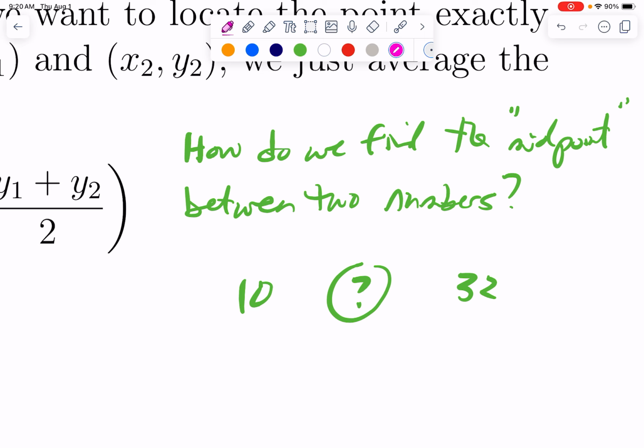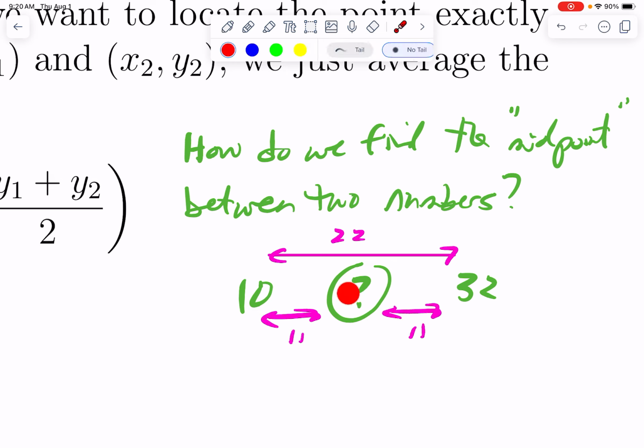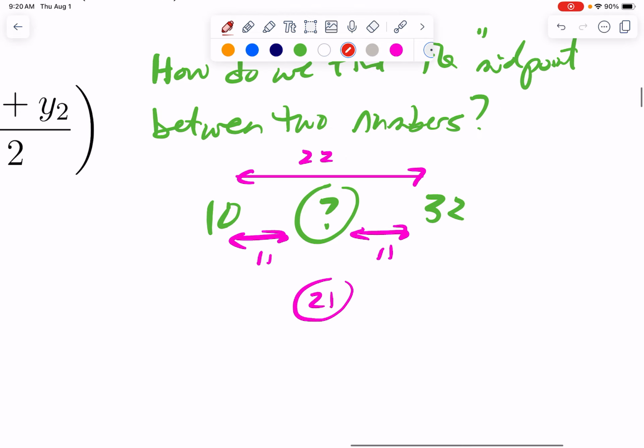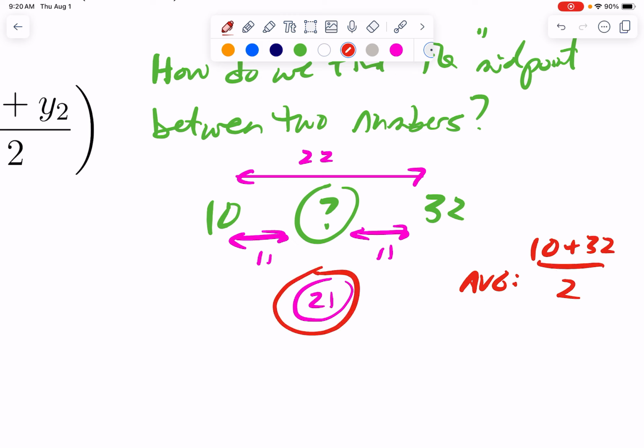There are a couple ways to do this. You could say, well, these numbers are 22 apart, so halfway would be 11. And if I count forward 11 from 10 or backwards 11 from 32, either way I get 21. A faster way to think about this is we actually just did the average. 10 plus 32 over 2. When I average those numbers, I get 21.